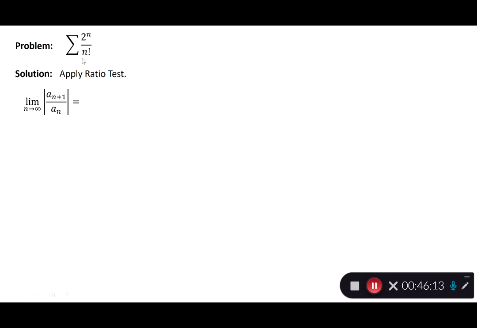If I know a sub n to be 2 to the n over n factorial, can I figure out what a sub n plus 1 ought to be? Yep, simple. Replace the n with an n plus 1. So a sub n plus 1 would be 2 to the n plus 1 over n plus 1 factorial. So that's what we're going to put. We need to divide by a sub n, instead of multiplying with the reciprocal of that a sub n. That's all I'm doing. So the question is, what in the world is this limit equal to?